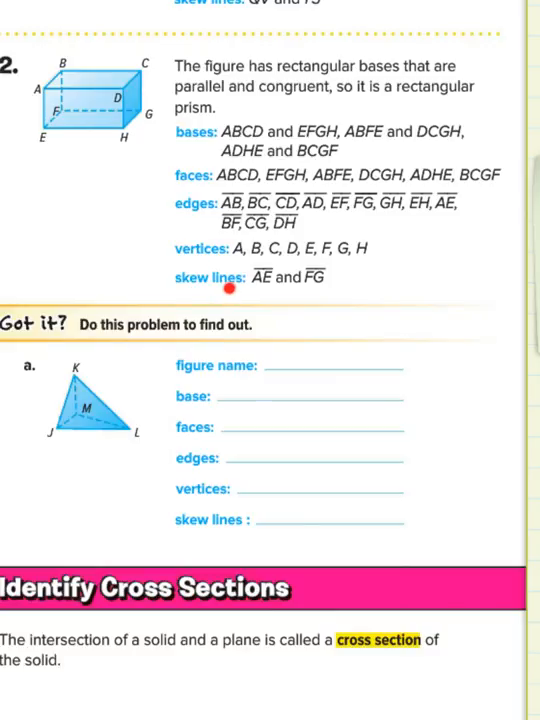And skew lines. Okay, let's see, two lines that do not share a plane, that are not coplanar, and that are not parallel. I know that I have A and E right here on the side, and then F and G right back there. They don't share a vertex, they don't share a plane, and they're not parallel.